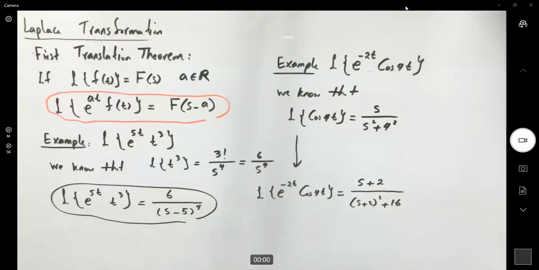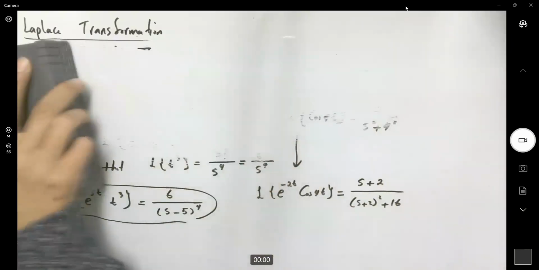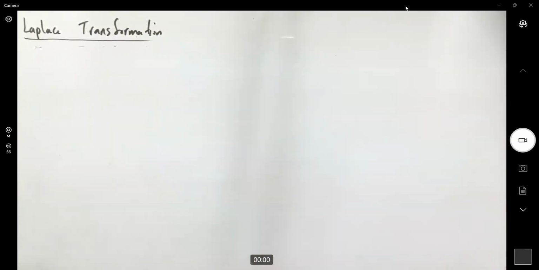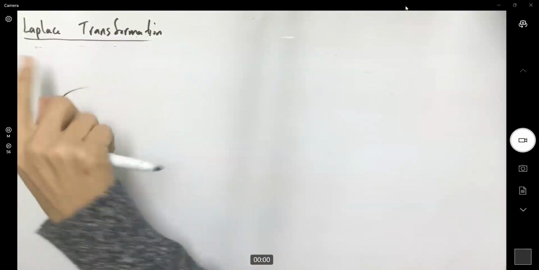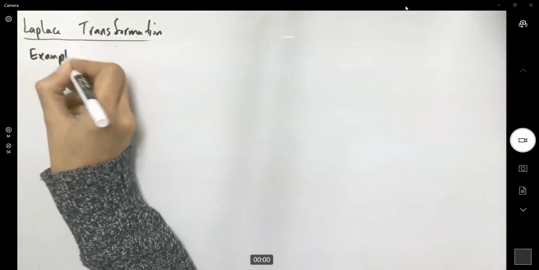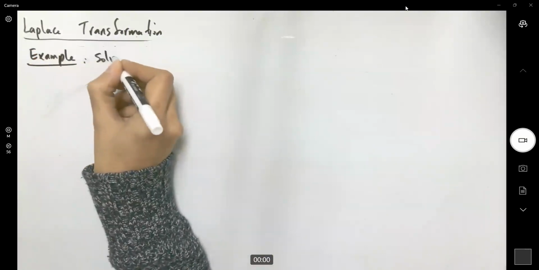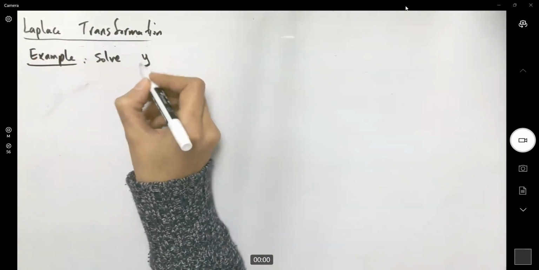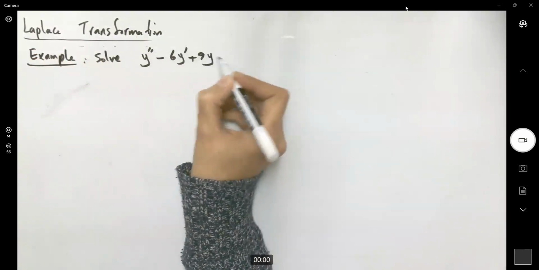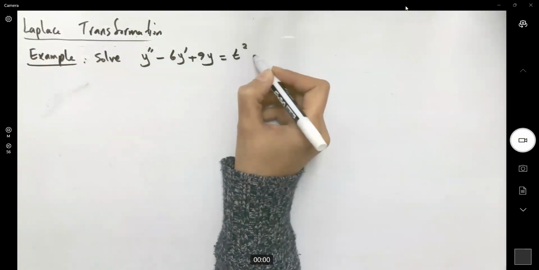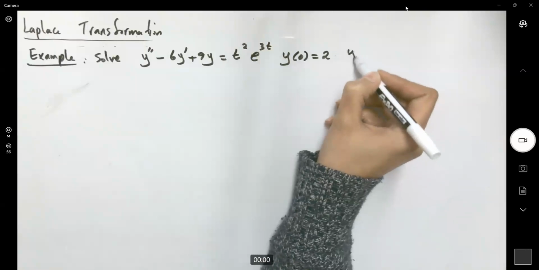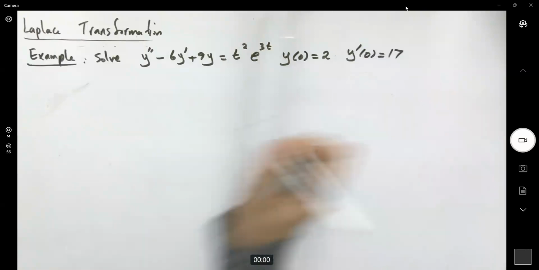Let's solve another example, but let's make it more interesting. Suppose the question says, solve the initial value problem: y'' - 6y' + 9y = t^2 e^(3t), with y(0) = 2 and y'(0) = 17.